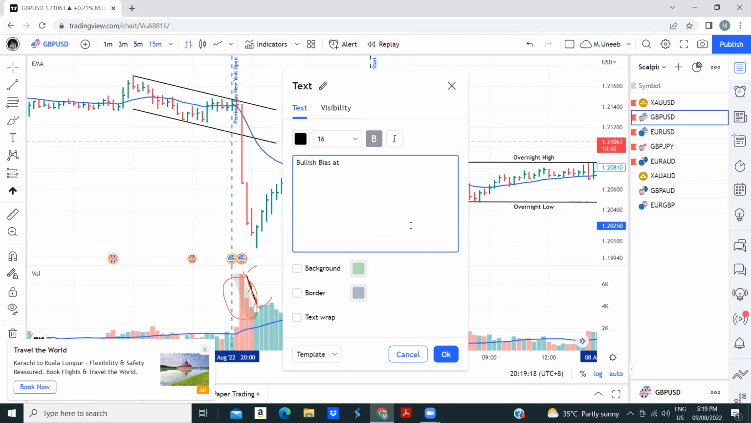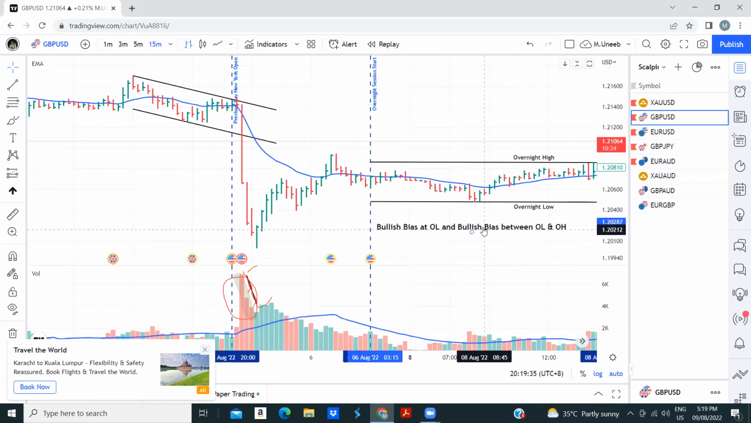Bullish bias at overnight low and bullish bias between overnight low and overnight high. Correct? We have a bullish bias at overnight low. We have a bullish bias between overnight low and overnight high. Correct? Yep. Right. Okay, because price is entering from the downside.